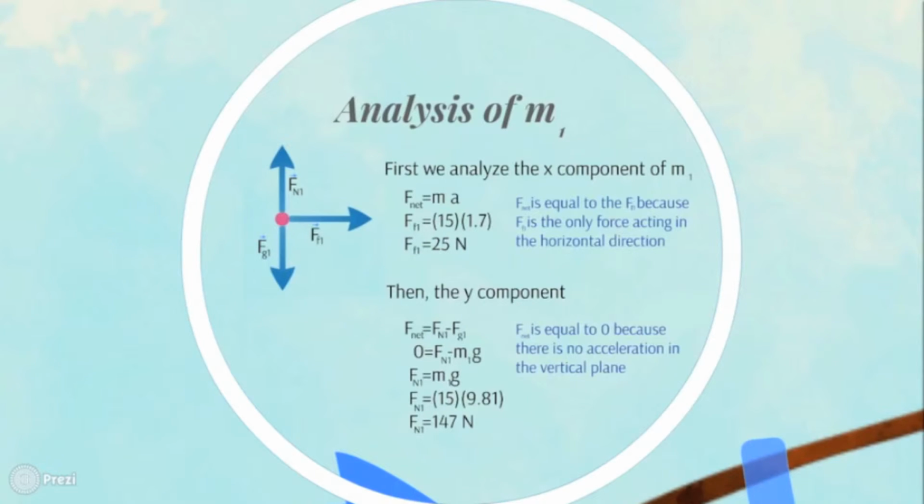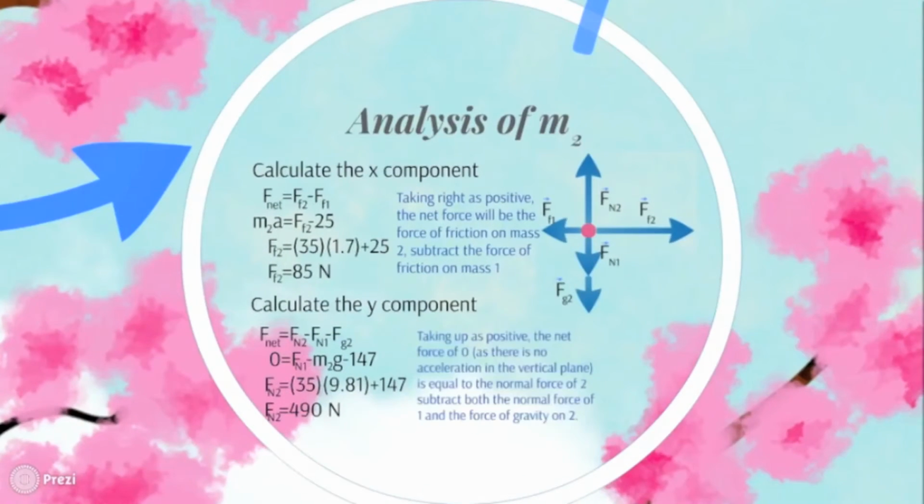Then the y component. F net is equal to 0 because there is no acceleration in the vertical plane. Taking up as positive, F net is equal to the normal force of 1 subtract the force of gravity of 1. So 0 is equal to F of the normal subtract mg1. Therefore, F of the normal is equal to 15 times 9.81, giving us a force of normal of 147 newtons. Then we analyze mass 2.